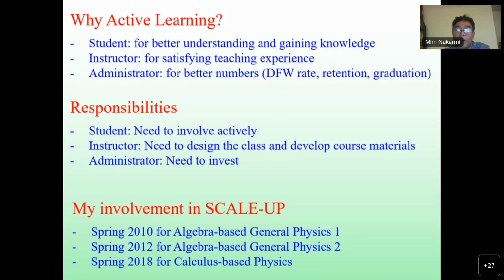So active learning helps all these three parties, but it doesn't come for free. There are always responsibilities for all these three parties. For the first, students, since I said it is active learning, students need to be involved actively. That's why it's active learning.